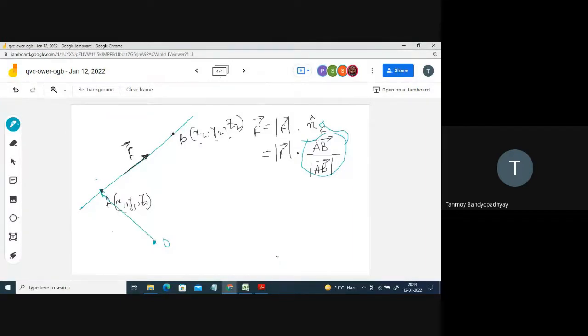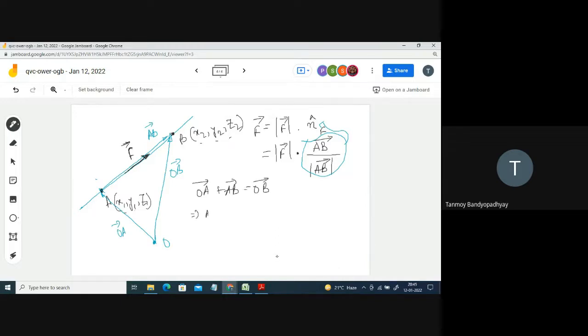So this is actually the OA vector, and this is your OB vector, and this total one is your AB vector. So if I want to write it, OA vector plus AB vector is equal to OB vector.